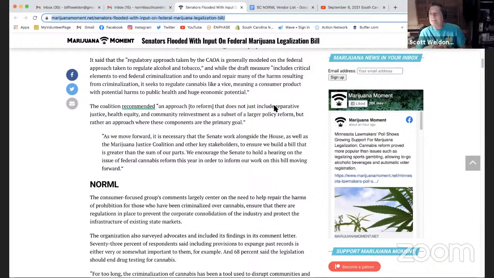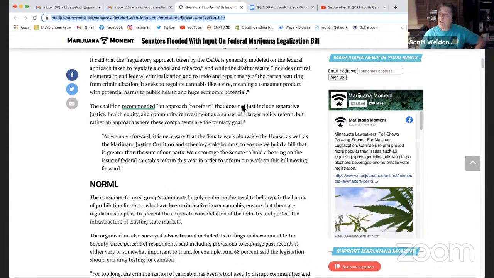I will try my best not to read you this entire Marijuana Moment article and just brief through it a little bit. Basically, the coalition recommends that as we move forward, the Senate work alongside the House, as well as the Marijuana Justice Coalition and other key stakeholders, to ensure that we build a bill that is greater than the sum of our parts. We encourage the Senate to hold a hearing on the issue of federal cannabis reform this year in order to inform our work on this bill moving forward.